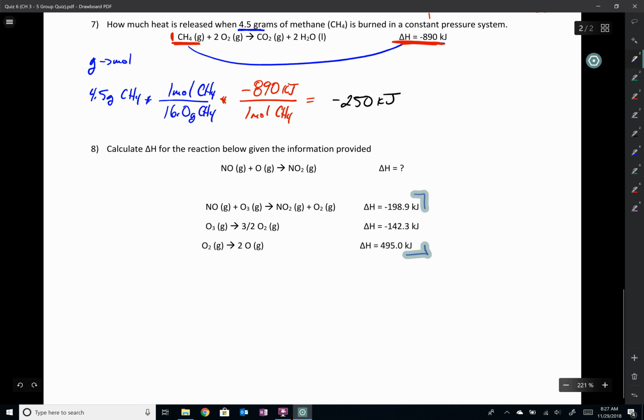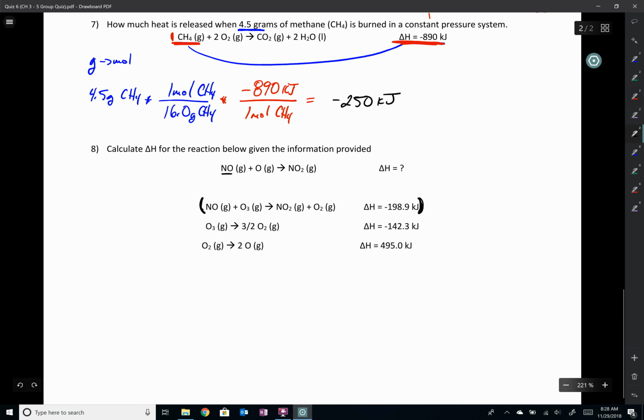I don't know any magic tricks to work through these problems. Again, if I knew some magic, I would share it with you guys. All we can do is systematically work through these problems. So here's how I approach this. Remember, we need to find every component of this equation somewhere down here. So I just start with one of these and see where I can find it. So nitrogen monoxide, NO. Well, there's only one equation down here that has nitrogen monoxide, and that's this guy right here.